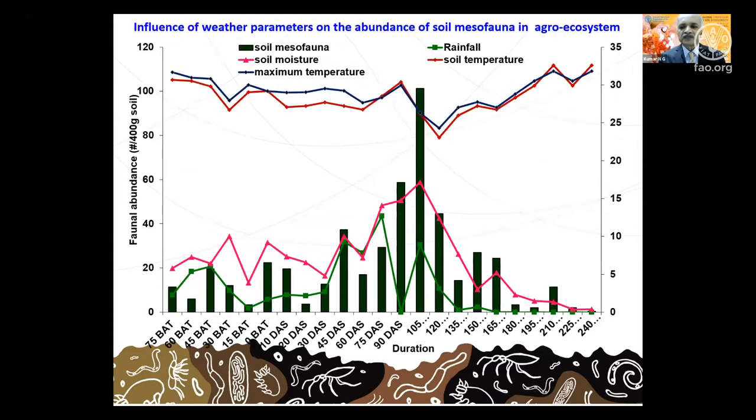So here, before initiation of our experiment, we studied the factors involved in mesofauna development in dryland agriculture, where the food is very much limited for the soil mesofauna. The onset of rainfall triggers the multiplication of mesofauna, which reaches peak activity at the end of the rainy season. And then onwards, a decline in the mesofaunal population was observed.